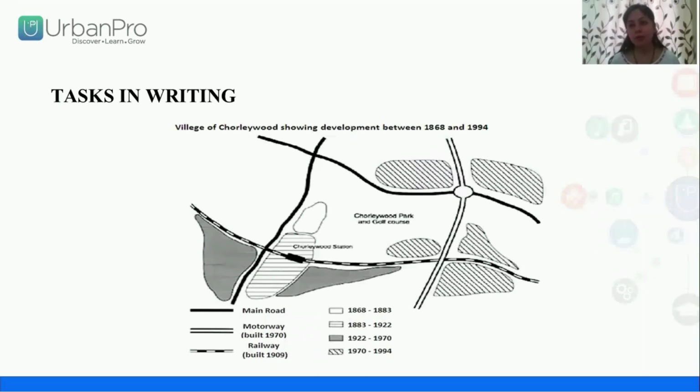In report writing, you don't have to make assumptions. You just have to present the facts and figures that are given in the graph, because it has already happened. It's the era between 1868 and 1994. You can't write your own points. You have to just focus on the facts and figures given in this graph.